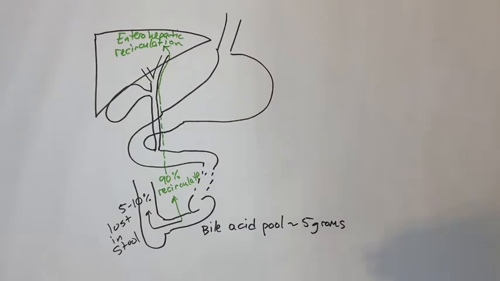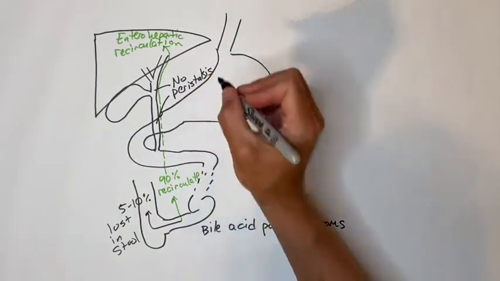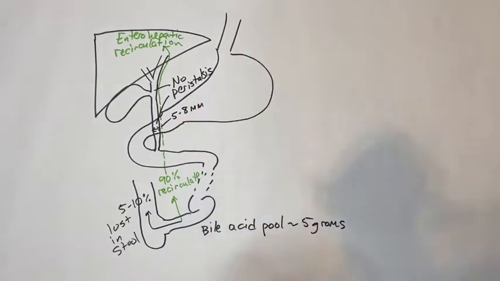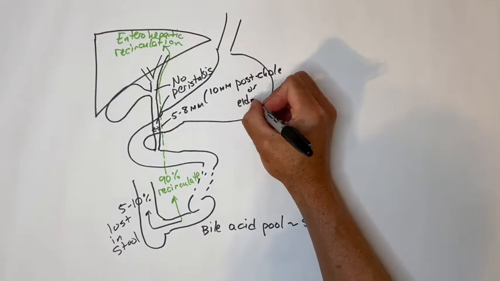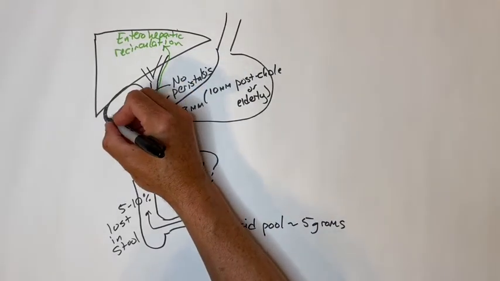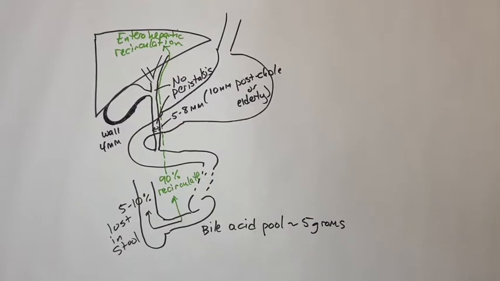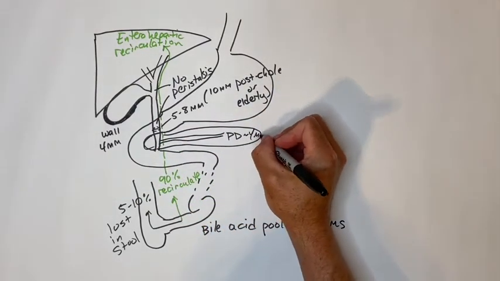The common bile duct and cystic duct do not have any peristalsis. The normal diameter of the common bile duct is 5 to 8 millimeters, and you can see a 10 millimeter bile duct after cholecystectomy and in the elderly, since it can expand about 1 millimeter per year after age 50. The thickness of the gallbladder wall is around 4 millimeters, and the pancreatic duct is also around 4 millimeters.